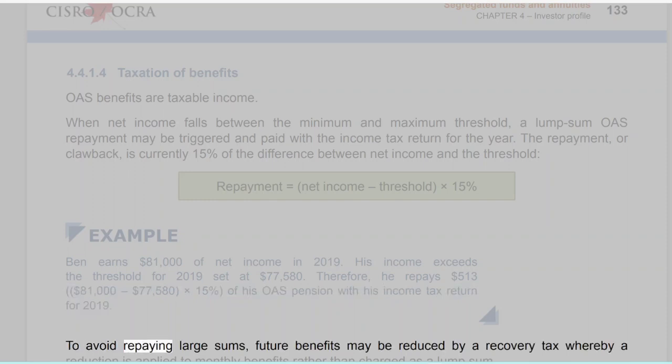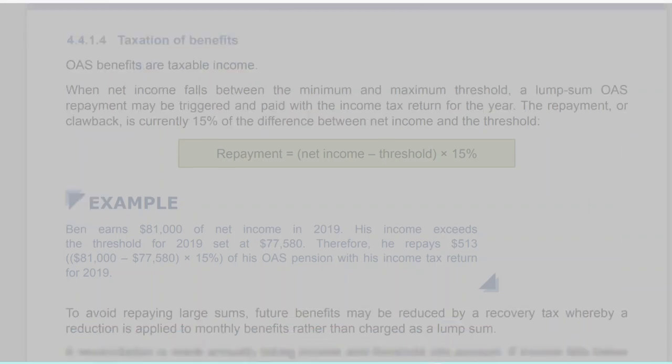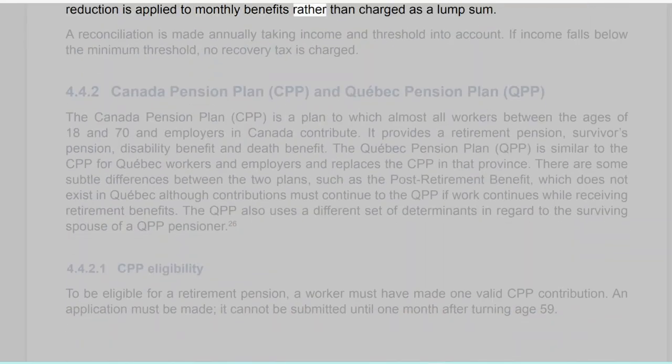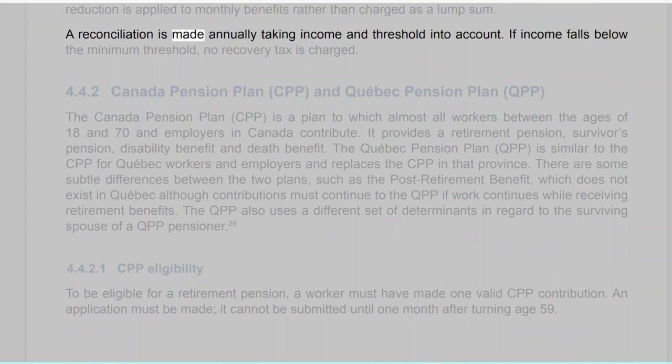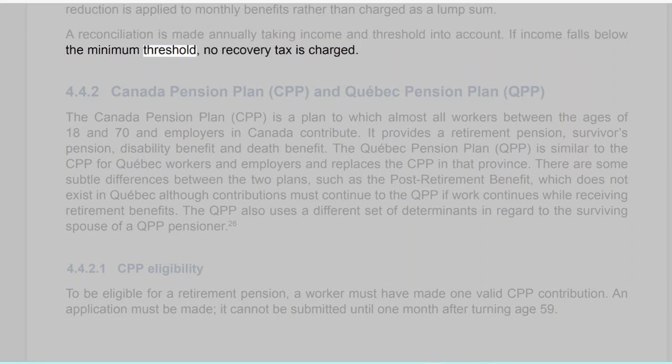To avoid repaying large sums, future benefits may be reduced by a recovery tax, whereby a reduction is applied to monthly benefits rather than charged as a lump sum. A reconciliation is made annually taking income and threshold into account. If income falls below the minimum threshold, no recovery tax is charged.